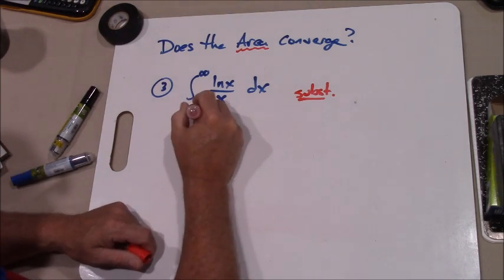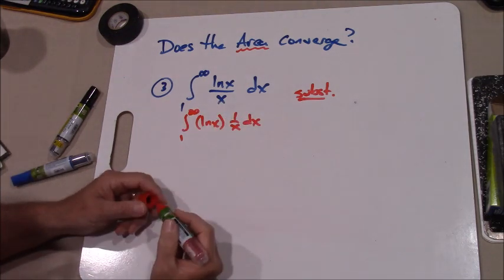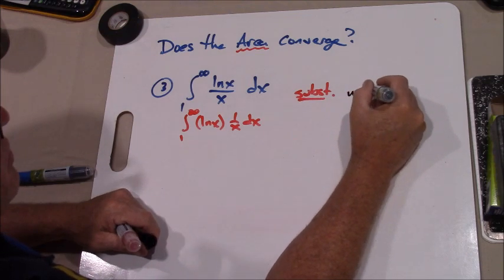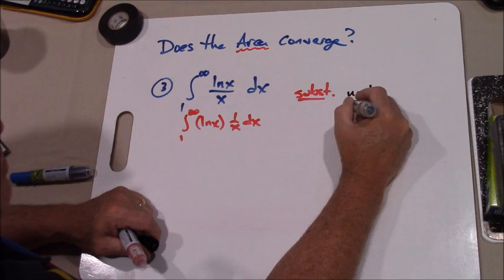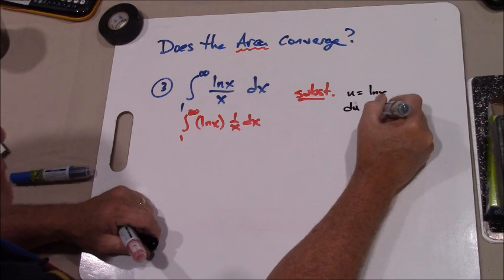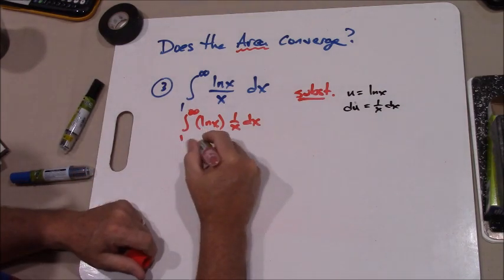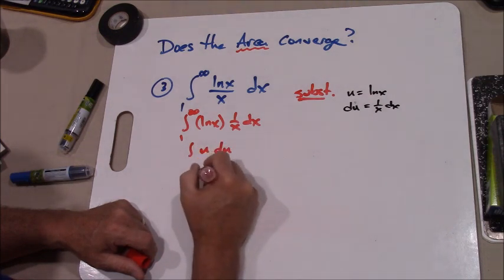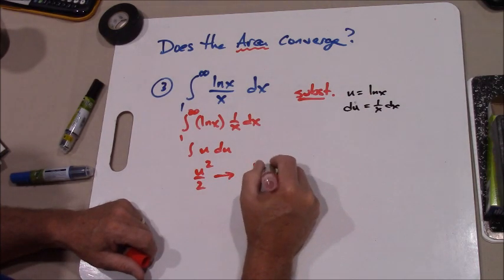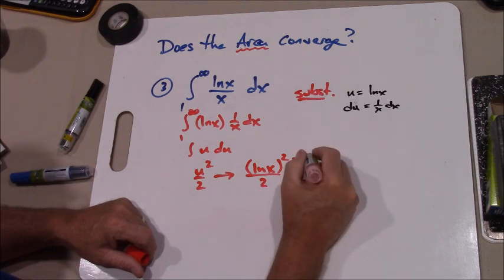If I rewrite this like this, natural log of x times 1 over x dx, well then I could let u equal this right here, and here's my du. So u equals natural log of x. Take the derivative of that, you get 1, just took the derivative of u. Derivative of this is 1 over x. And I just took the derivative of x. So really this is just the integral of u du, which would be u squared over 2. And then I'm going to plug my natural log of x back in, so natural log of x squared over 2. And we're going to evaluate that from 1 to infinity.